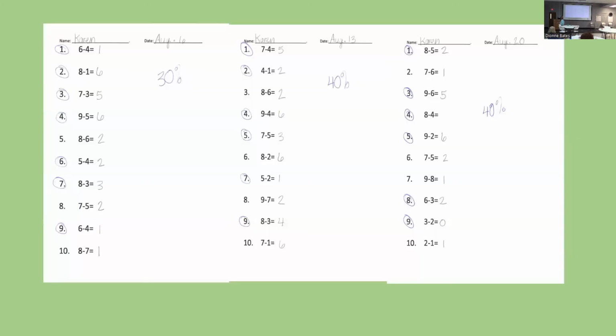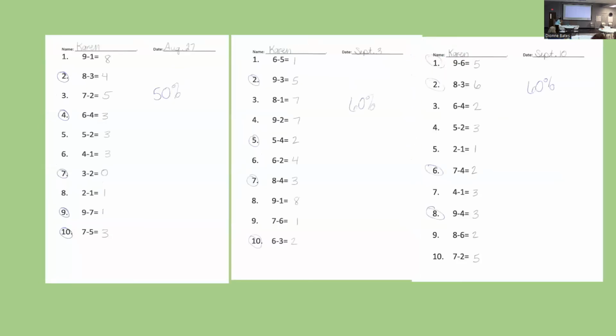All right, so here's our probes, right? We're giving her 1-digit subtraction. So she got 30% on this one. We checked that on Friday. Next week, we did the same thing. We checked it, she got 40. Next week, she got 40. Okay, so that kind of gives us an idea. So remember those numbers as we go through here. Next week, she got 50. Next week, she got 60. The next week, she got 70.